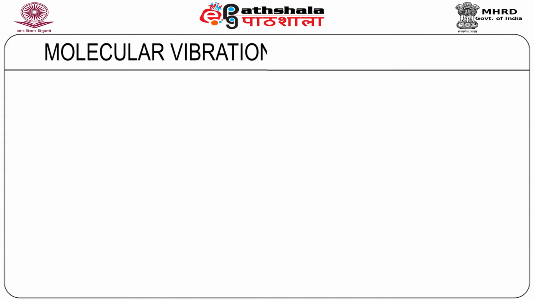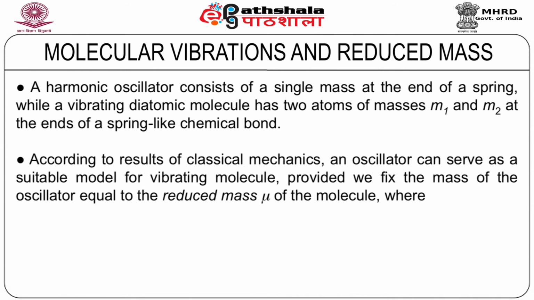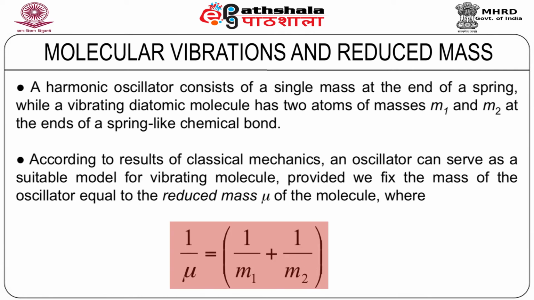Now we talk about molecular vibrations. A harmonic oscillator consists of a single mass at the end of a spring, while a vibrating diatomic molecule has two atoms of masses m1 and m2 at the ends of a spring-like chemical bond. So according to the results of classical mechanics, an oscillator can serve as a suitable model for a vibrating molecule, provided we fix the mass of the oscillator equal to the reduced mass mu of the molecule, where 1 by mu is equal to 1 by m1 plus 1 by m2. So m1 and m2 are the two masses of a diatomic molecule.